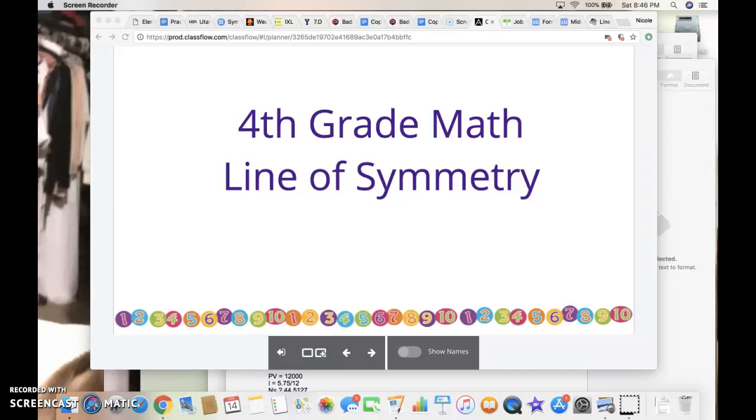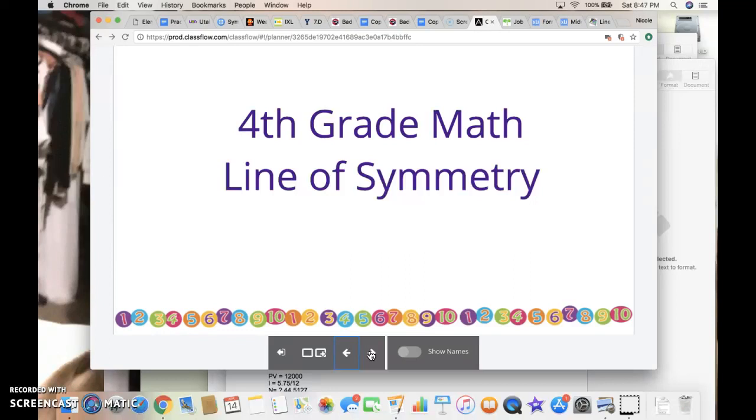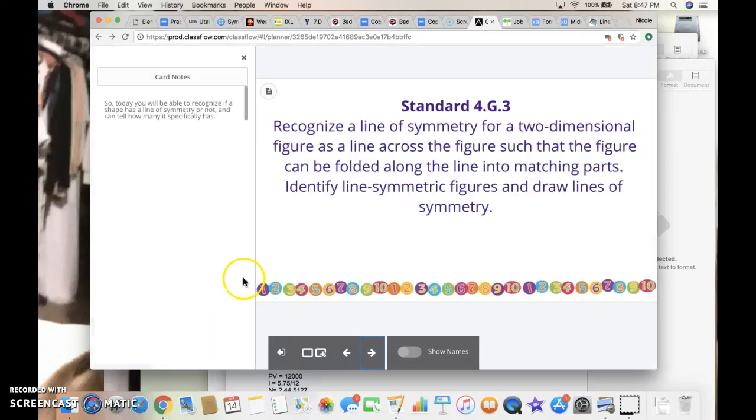Hello class. Today we are going to be learning about line of symmetry. Today is Geometry Standard 3. Recognize a line of symmetry for a two-dimensional figure as a line across the figure such that the figure can be folded along the line into matching parts. Identify line symmetric figures and draw lines of symmetry.